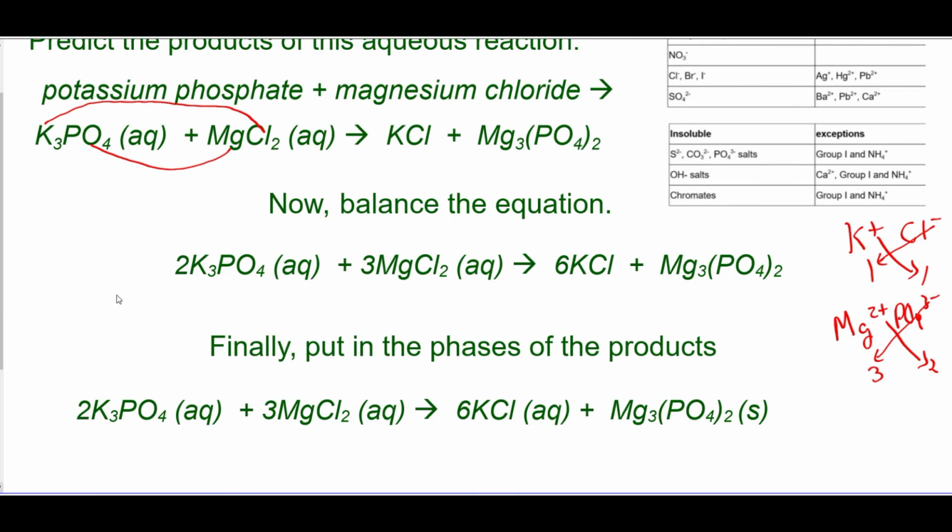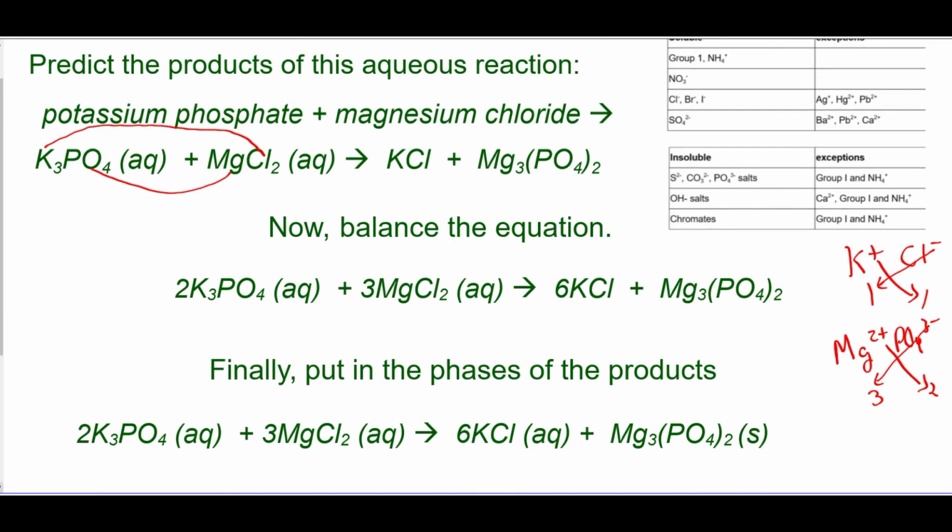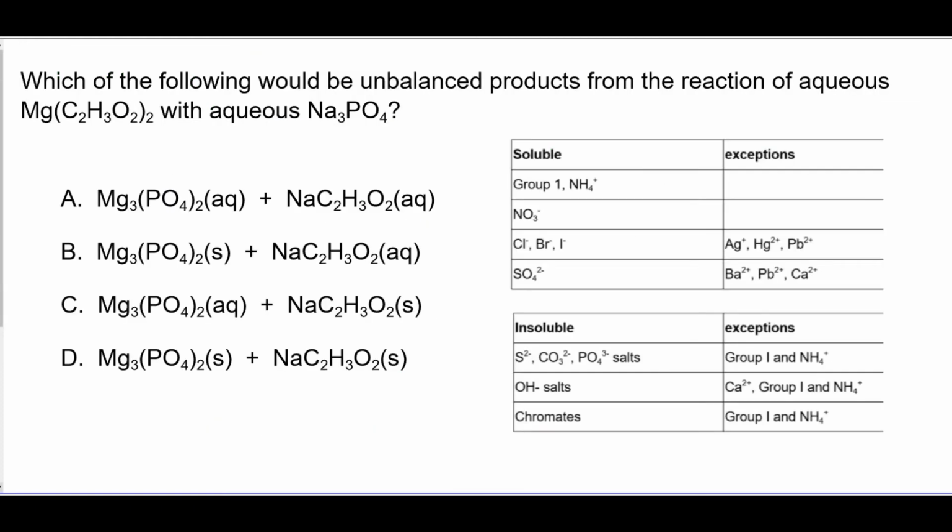We're going to go through 4 steps for our next couple of examples. We're going to write the formulas for our reactants, the formulas for our products. We're going to balance the equation. And lastly, we're going to put in the states for our products using our solubility rules. We have magnesium acetate, and it's reacting with sodium phosphate. So the magnesium is going to be with the phosphate, and the sodium is going to be with the acetate.